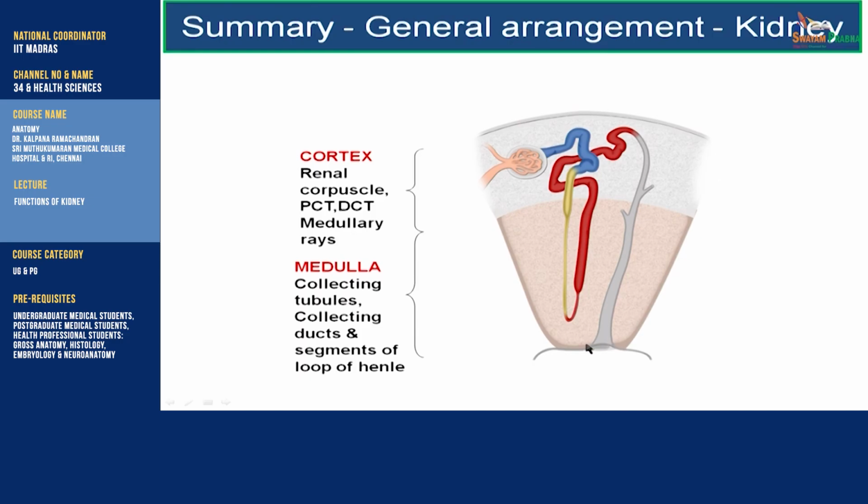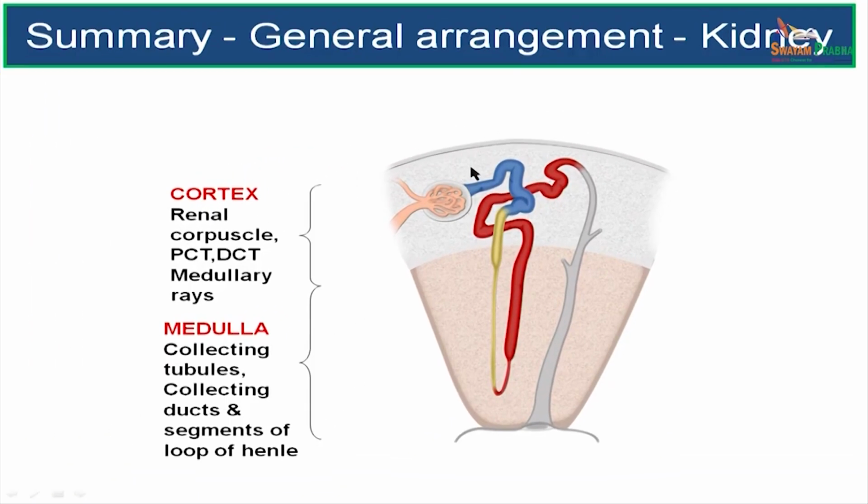This is the picture showing the outer cortex and inner medulla to show the general arrangement of structures in the cortex and medulla of kidney. As I told you, the cortex contains these structures and medulla contains collecting tubules, collecting ducts and segments of loop of Henle. This is repeated because we are going to study in detail the histological structure of each of these structures in the cortex and medulla.